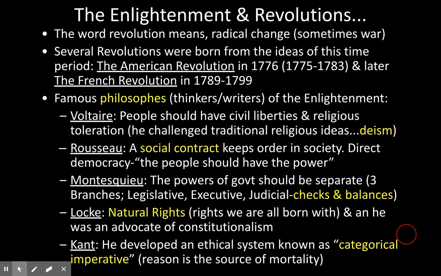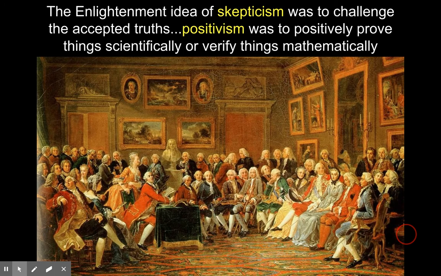And of course, most of these guys were deists. I drew a little line here because, of course, Voltaire, Rousseau, and Montesquieu, those are like the French philosophes, right? The French philosophers. And Locke, of course, is English, and Kant is German. So you can see that it spreads to different parts of Europe. The Enlightenment idea of skepticism was to challenge the accepted truths.